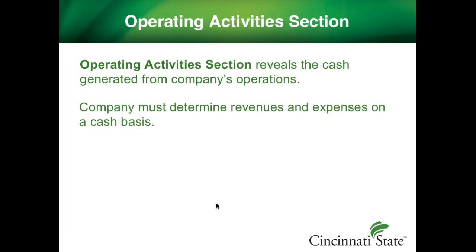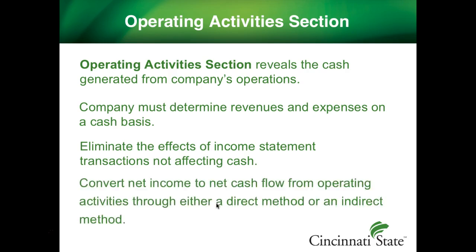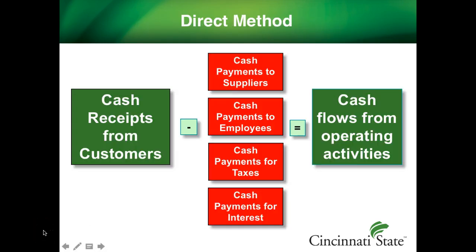The company must determine revenues and expenses on a cash basis. Therefore, it has to eliminate the effects of income statement transactions not affecting cash and convert net income to net cash flow from operating activities by using either the direct or the indirect method. The direct method shows in a very comprehensive format the flows from operations. We see receipts from customers and payments to suppliers, payments to employees, payments for taxes, interest, etc. This method is very user-friendly.